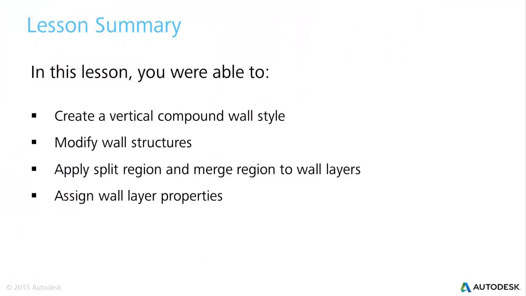Let's review the learning objectives for video 1. In this lesson, you were able to create a vertical compound wall style using an existing wall type as a template. Then we modified the wall structures to accommodate a new soldier course. And then we applied a split region tool to subdivide that material in the vertical direction. And then also did some cleanup using the merge region command as well. And last, we applied wall layer properties to assign materials and also thicknesses.